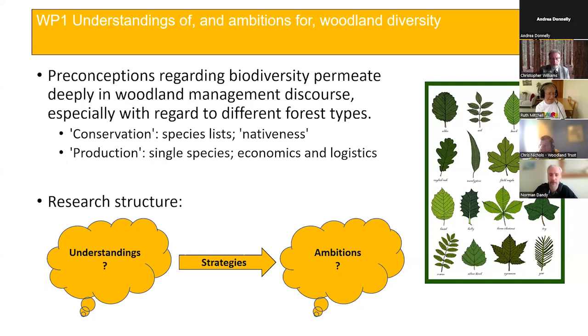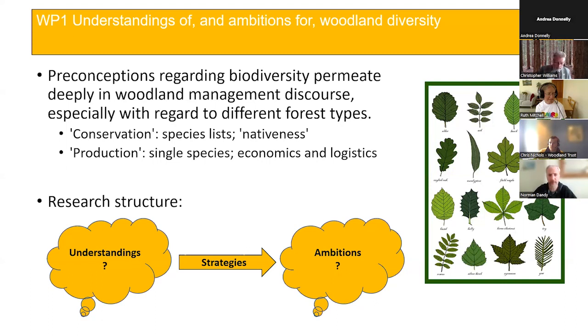Secondly, we want to understand what the ambitions for diversity might be in the future. So we want to ask questions around whether our woodlands are actually as diverse as they need to be at the moment, and at what scale should they be diverse? Should it be stand level? Should it be forest level? Should it be landscape level?